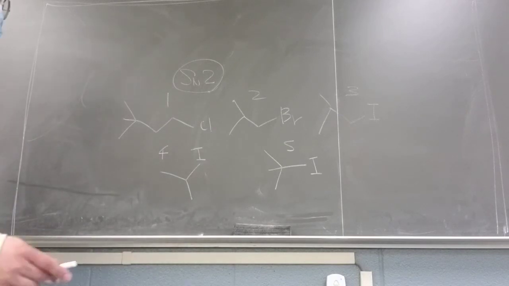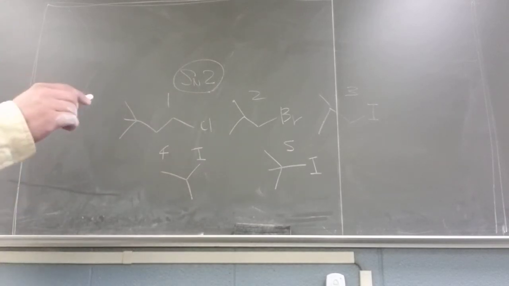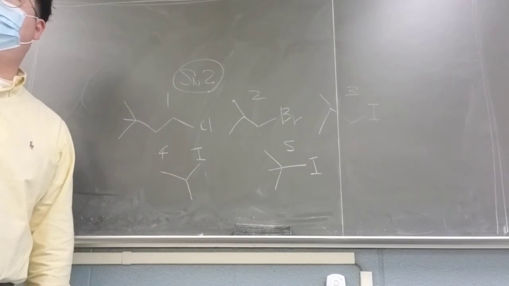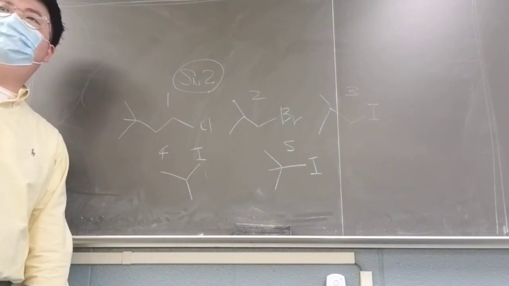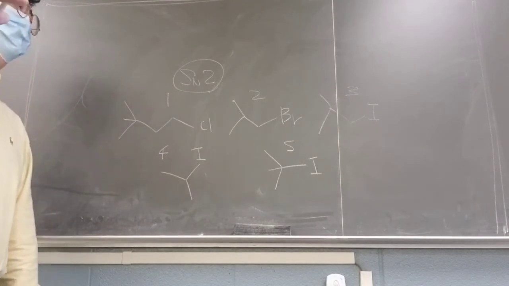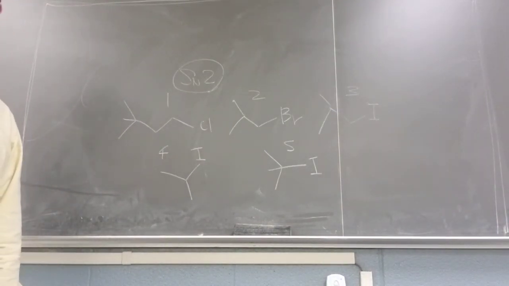So here's the thing. Whenever you need to look at the best compounds for SN2, a less bulky compound is better, because in the SN2 reaction you want your nucleophile coming from the back. But if you have a very bulky compound, it won't be easy for the nucleophile to approach from the back.